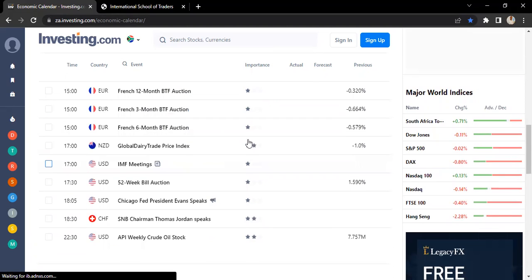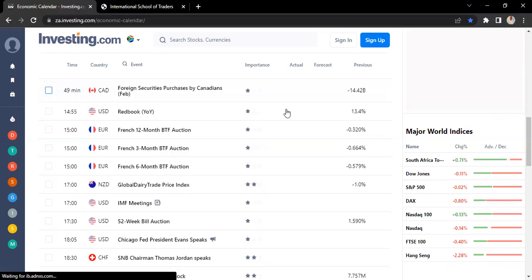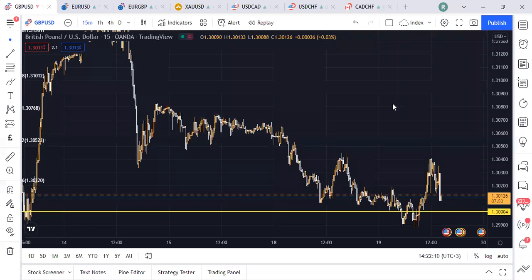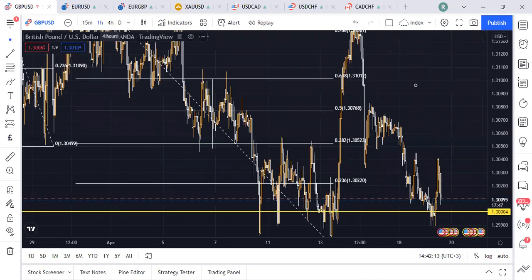This is what we're looking at this afternoon. So we're going to have a look at a couple of setups. I'm going to start off with GBP/USD. This is the 15-minute time frame. Let's go to 4-hour and all of those things.